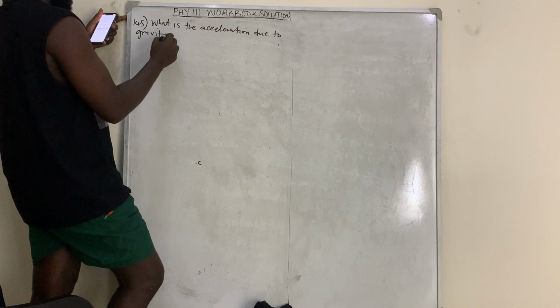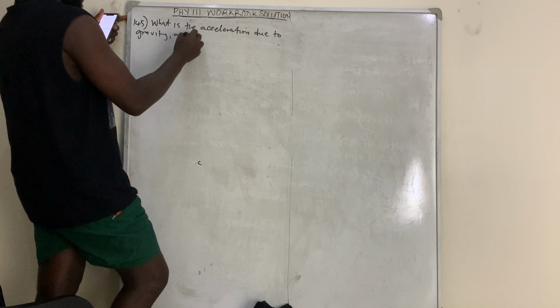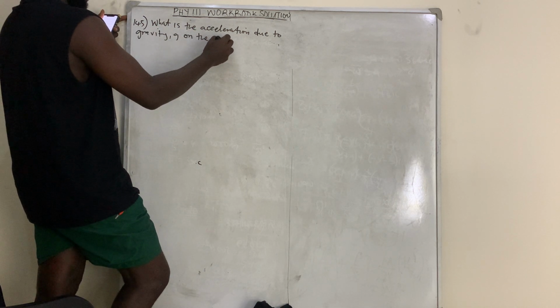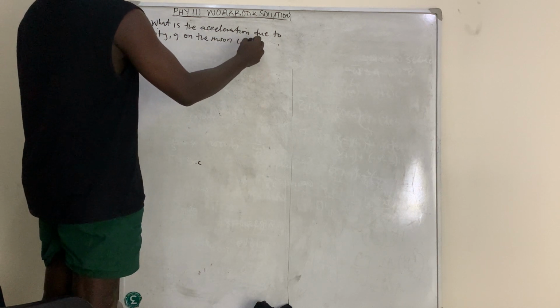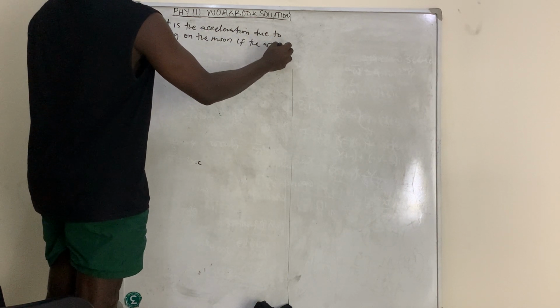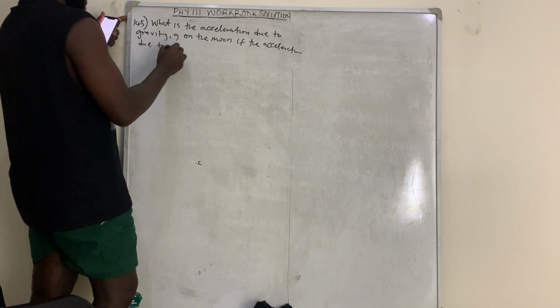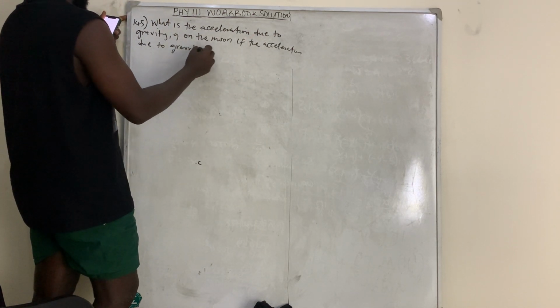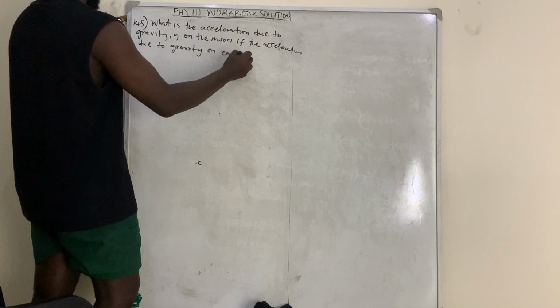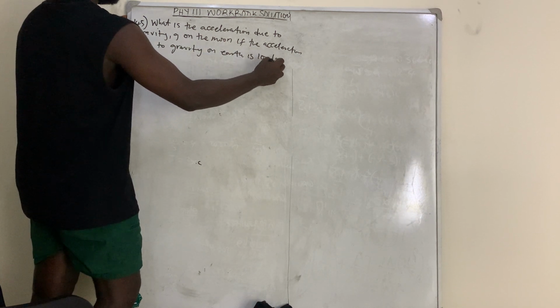What is the acceleration due to gravity g on the moon if the acceleration due to gravity on Earth is 10 meters per second square?